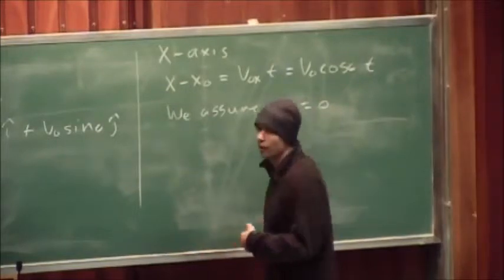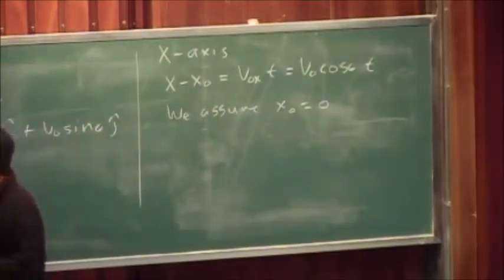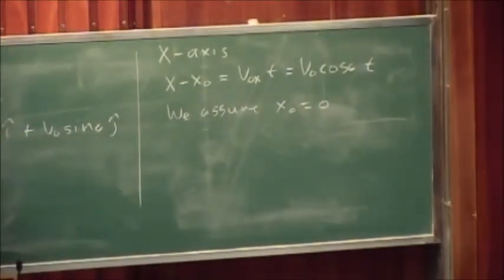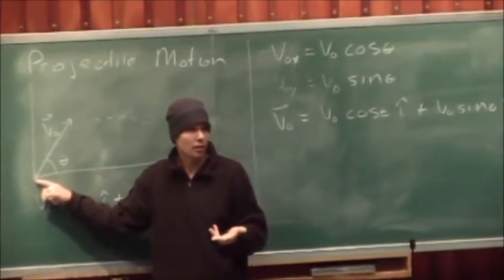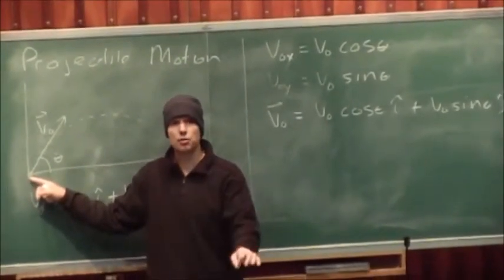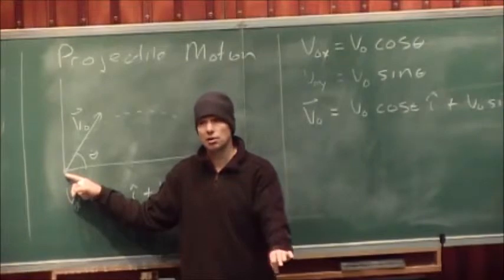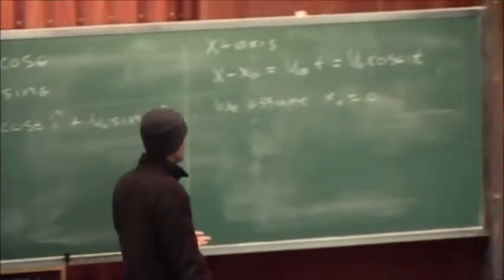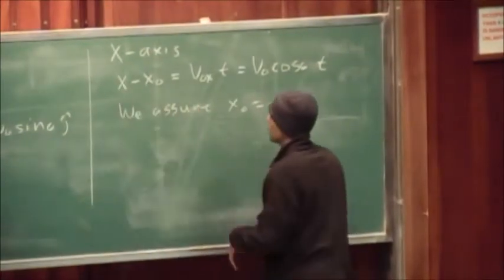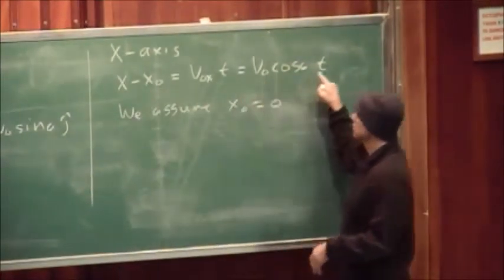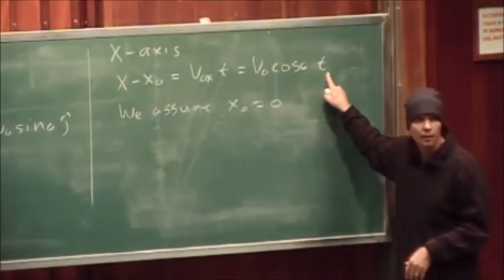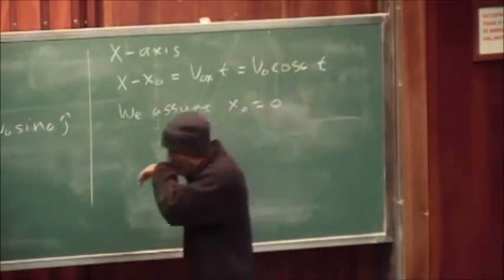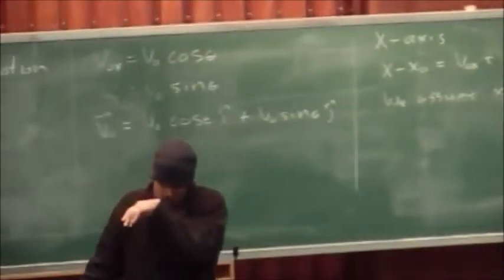x0 is equal to 0. And that's simply because we're assuming that we launch the projectile from the origin. In the coordinate system that we've chosen, we say that the 0 of the coordinate system is at the origin, and that's where we're choosing to launch the projectile. So that means that we can just say x is equal to v0 cosine theta t.